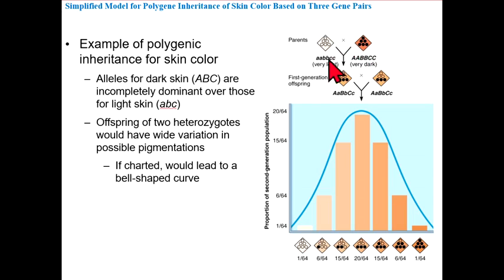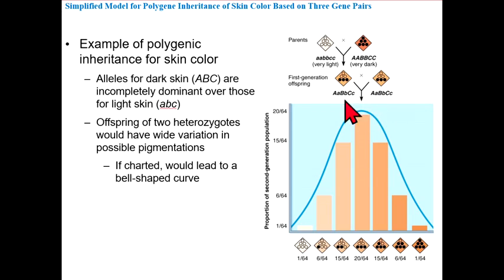So if these 2 parents mate, all the offspring will be heterozygous for all 3 genes that have to do with skin color. So we can see this genotype is identical to this genotype, which is right in between the lightest and the darkest, which is the center of this graph. But what if we take a person who is heterozygous for all three, cross them with a person, through sexual reproduction, who is also heterozygous for all three?